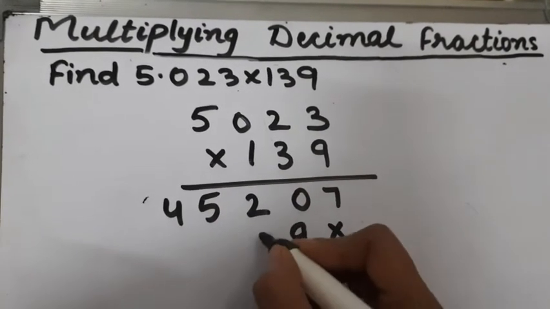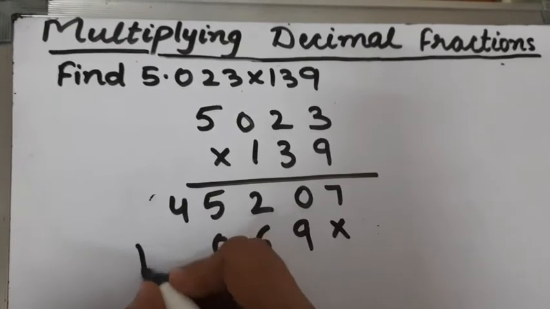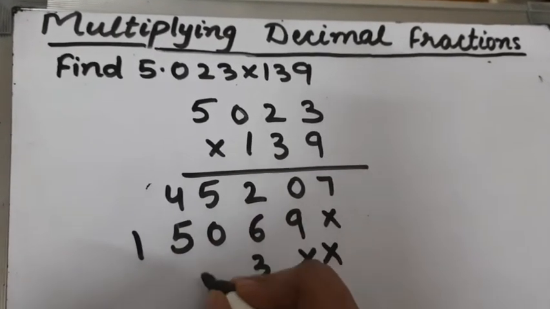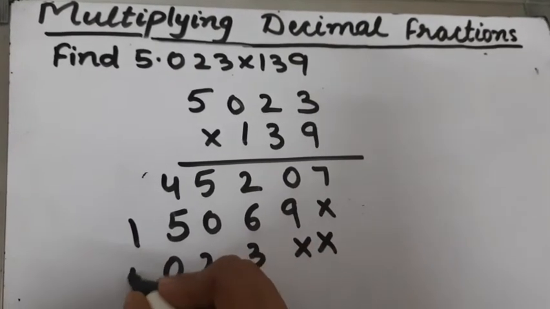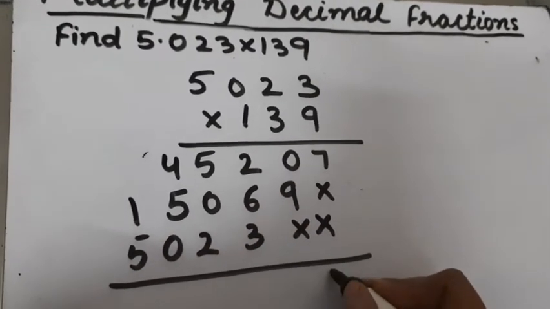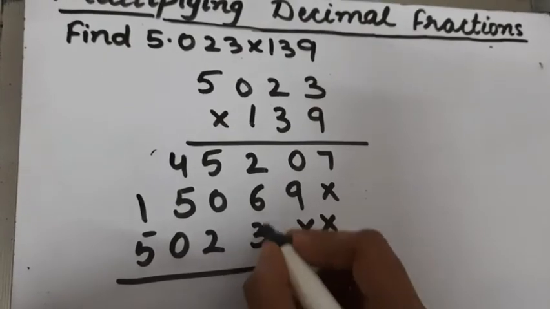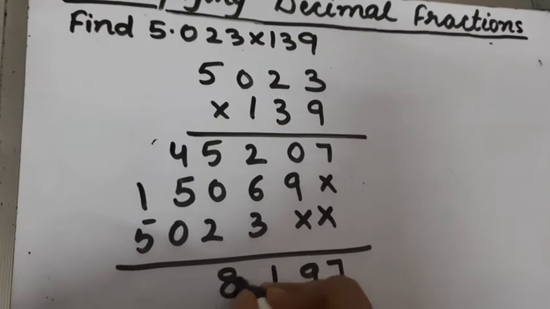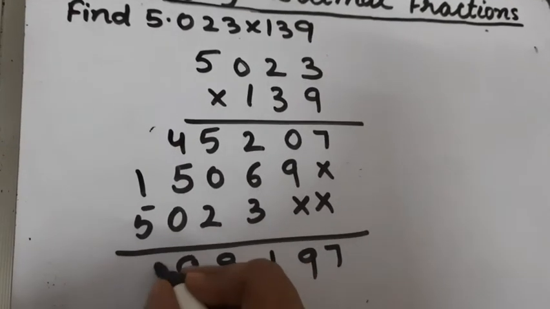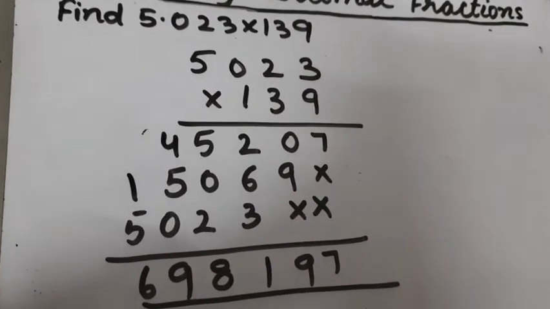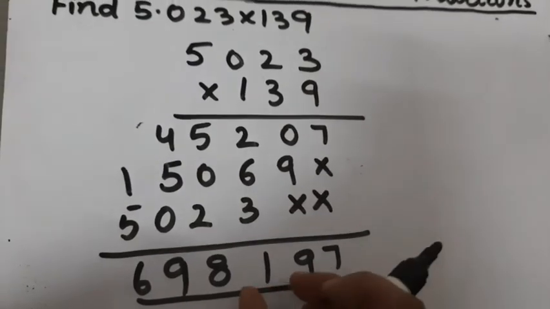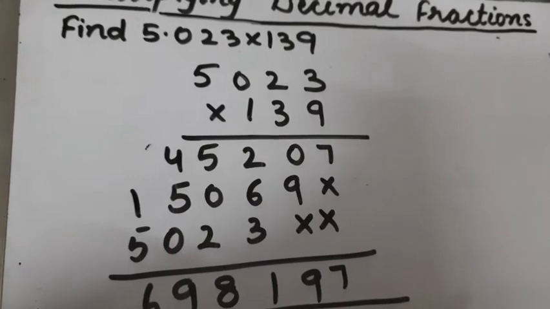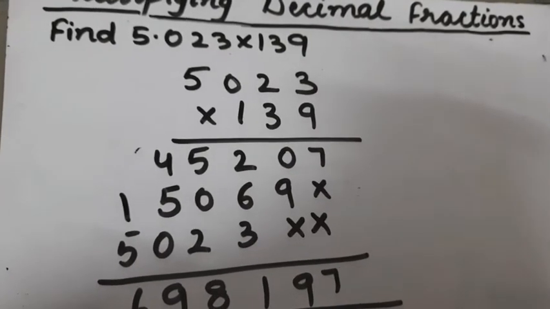threes are 9, 3 twos are 6, 3 zeros are 0, 3 fives are 15, 1 threes are 3, 1 twos are 2, 1 zeros are 0, 1 fives are 5, 7, 9, 6 plus 3 is 9, plus 2 is 11, 5 plus 2 is 7, plus 1 is 8, 4 plus 5 is 9 and 6. So our product is 6,98,197. Okay, now we have to place the decimal.